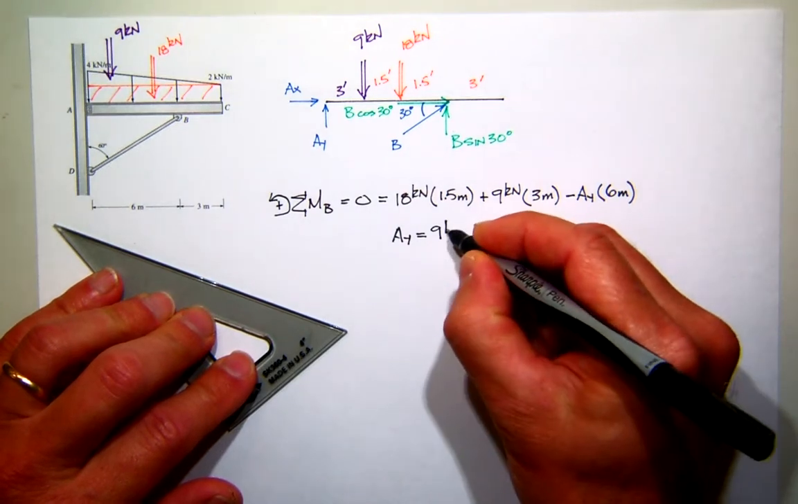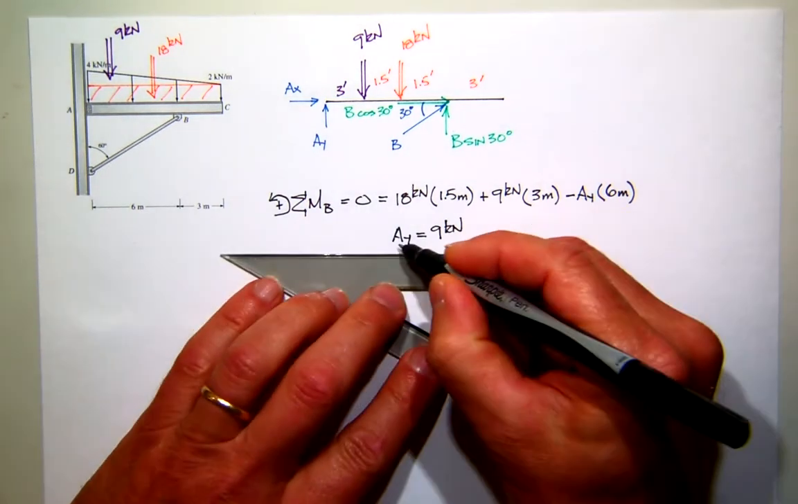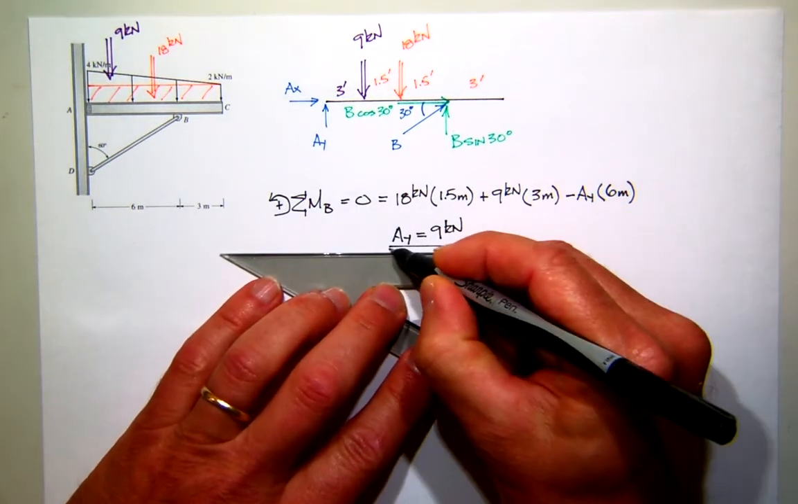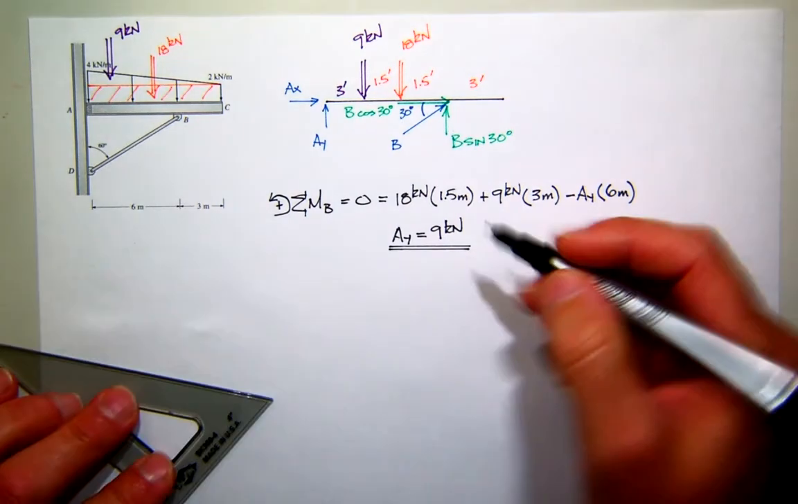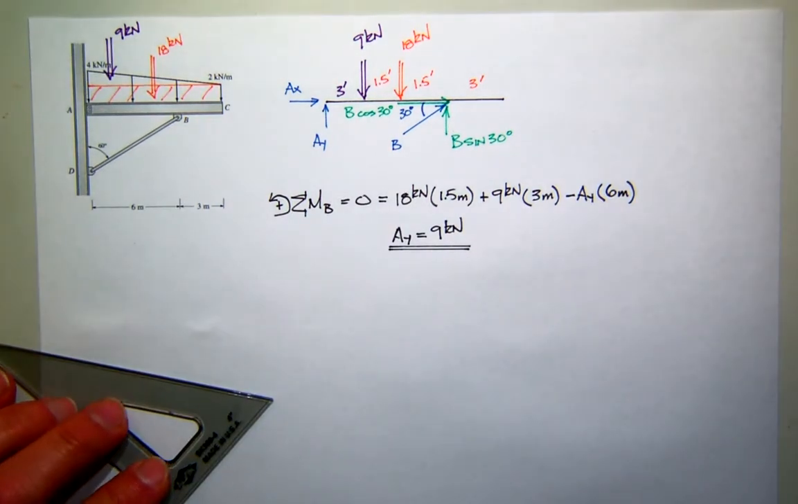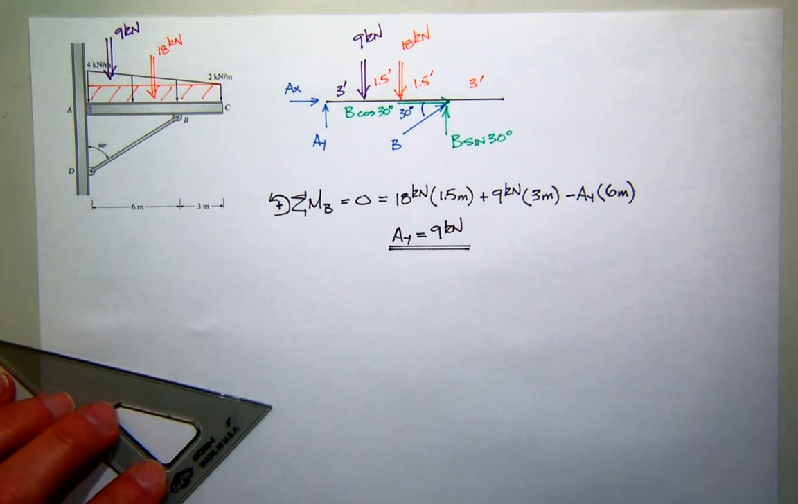Okay, so that's 9 kilonewtons. And it came out positive, so we got the right direction. Now what? I have a question. Yes. The reason why you took the moment about B was because, could you explain that real quick?